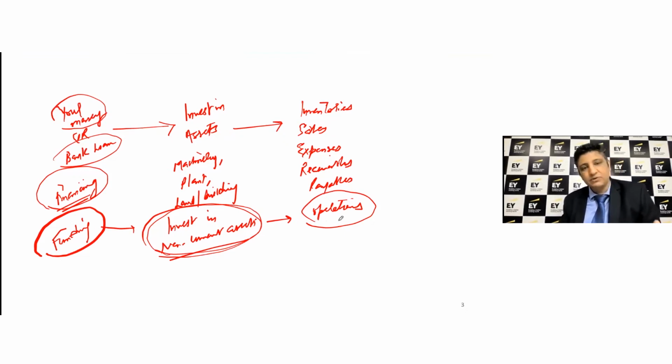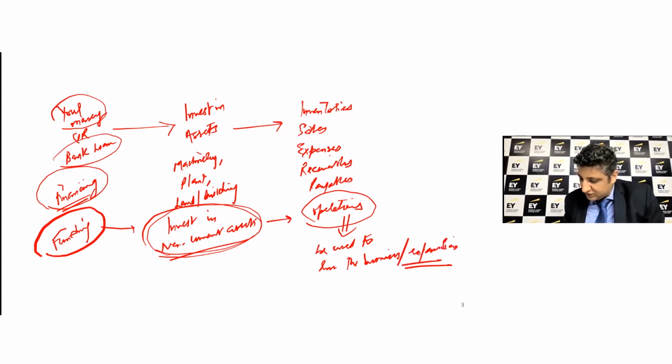Okay, and those operations are expected to be used to run the business or expand that business. The expansion could be a key there. Okay, and this continues, by the way. You have some cash coming in from the operations, you would further reinvest in other assets, and again those assets would be used for operations, etc.